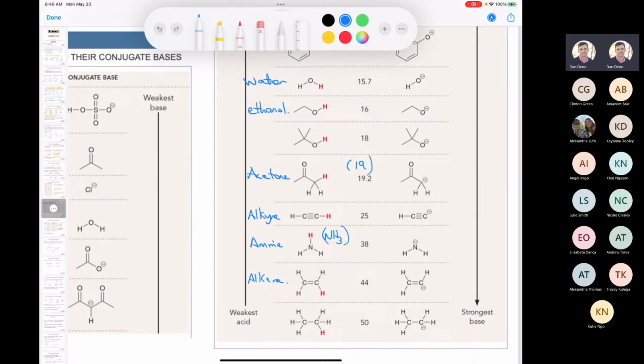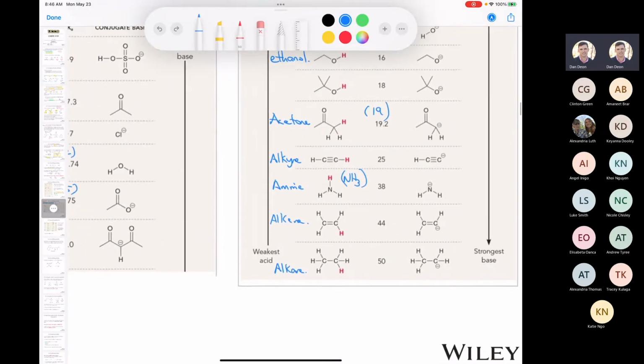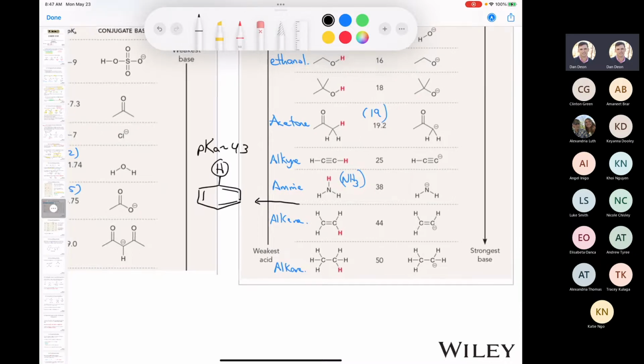And the last one is an alkane. Alkanes are extremely weak acids. They have pKa's of 50. You can imagine that their conjugate bases are just super strong, okay, extremely strong. There's one other pKa that's not shown on here, and I'm going to throw it in and say you have to know this one too. It's the pKa of benzene, or an aromatic ring. So any one of these protons on here has a pKa of around 43. We'll put here pKa around 43.